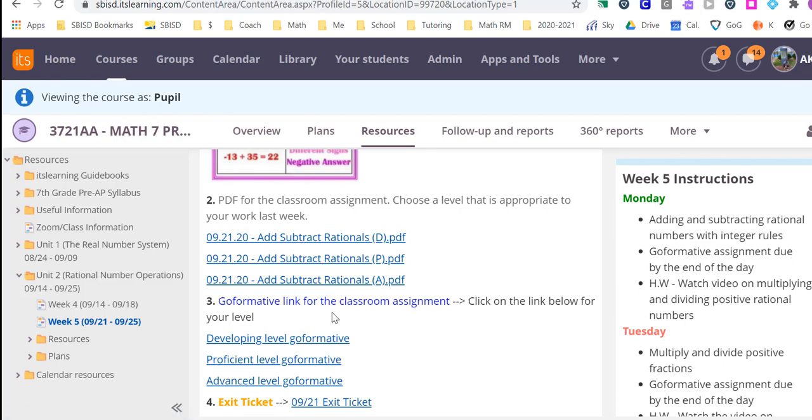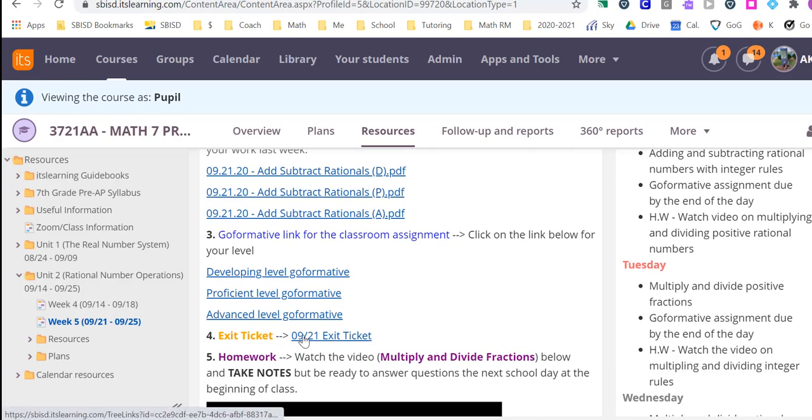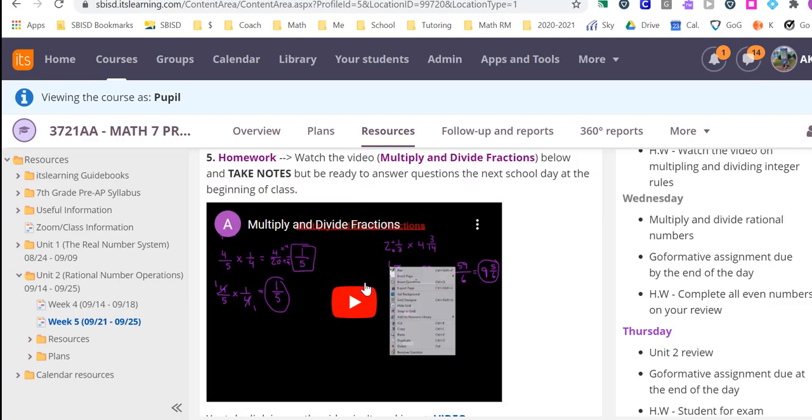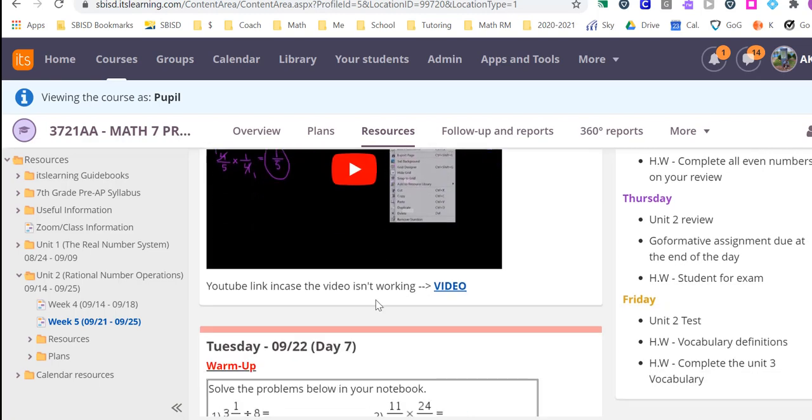We have our GoFormative page, which is where we'll be submitting all of those worksheets. We have exit tickets. Some teachers have the exit tickets on paper, and then some teachers have the exit ticket in which you have to submit it online. But just make sure that you're doing those exit tickets every day. And then we have a homework page right here. All right. And the homework is usually just going to be a video which you could watch, and then the Zoom link will be there as well.